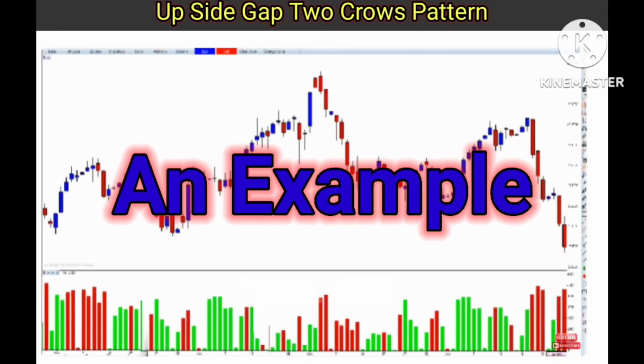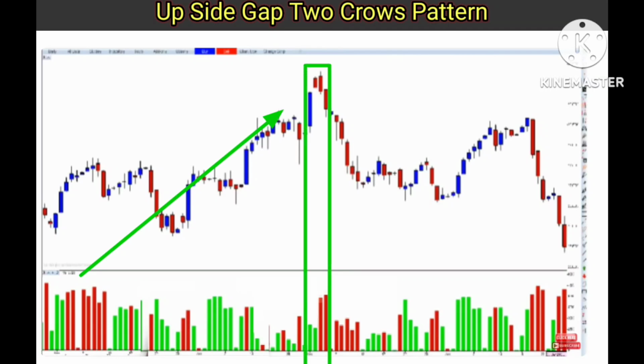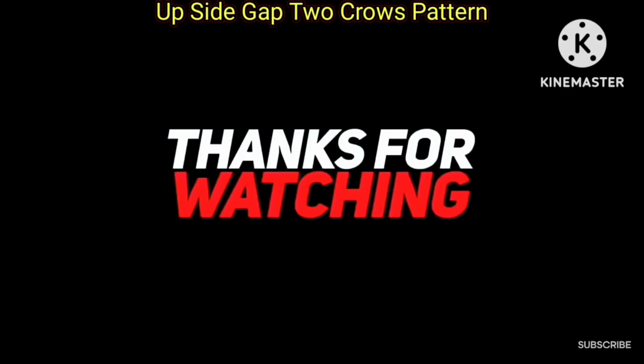Let's see an example. In this chart, you will see prices moving up, and with a strong candle the upside gap two crows takes formation with good volume also, and then the price starts falling.